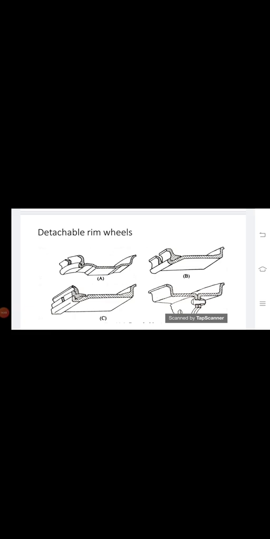This is the semi-drop center two pieces rim. Okay. Now number B, the wide base two pieces rim.